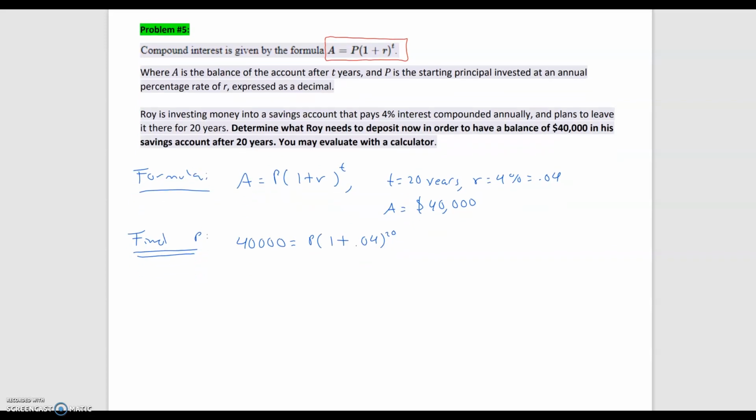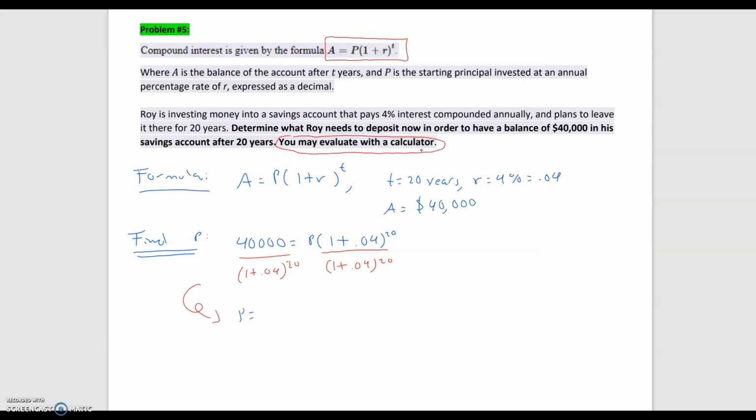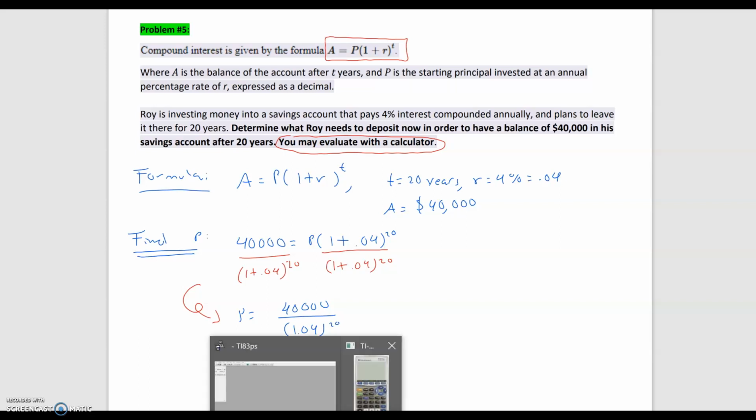And this one aspect of the problem that they're asking us to do is to punch it into the calculator. The evaluation is actually messy. And in this case, I'm just going to be dividing by 1 plus 0.04 raised to the 20th, on both sides. And let me just rewrite it in terms of P. So P is going to be equal to 40,000 over 1.04 to the 20th. Now, this is what we're going to punch into the calculator.